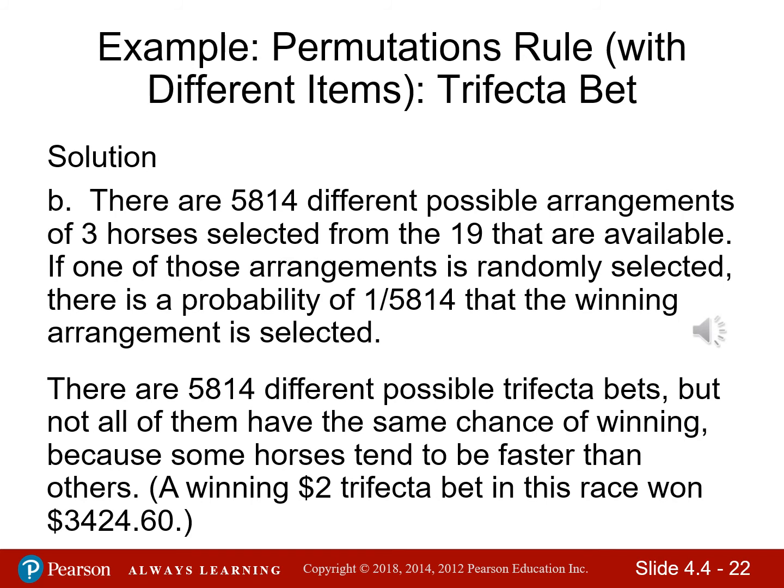There are 5,814 different possible arrangements of 3 horses selected from the 19 horses that are available. If one of those arrangements is randomly selected, there would be a probability of 1 over 5,814 that the winning arrangement is selected if all of the horses have the same chance of winning. So there are 5,814 different possible trifecta bets, but not all of them have the same chance of winning because some horses tend to be faster than others.